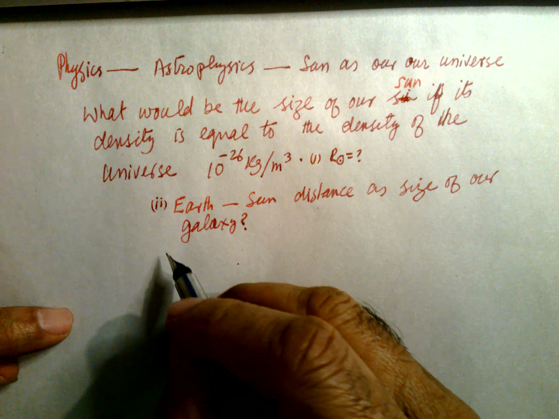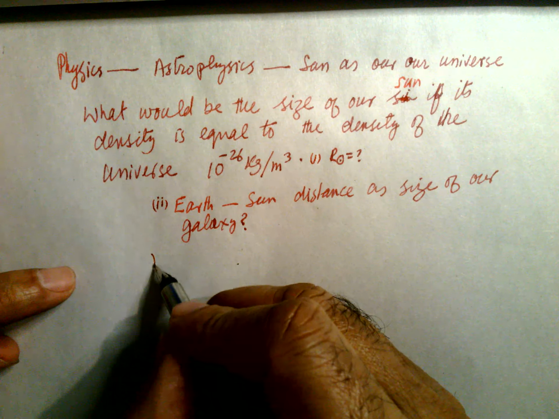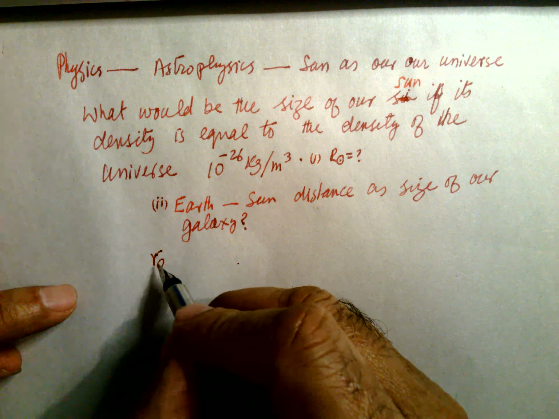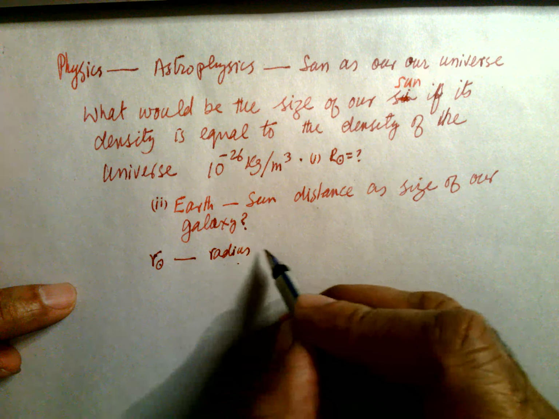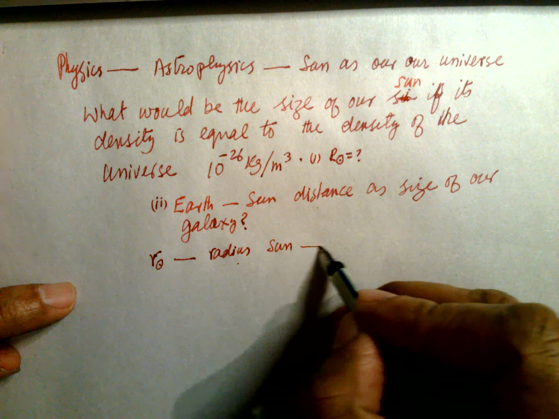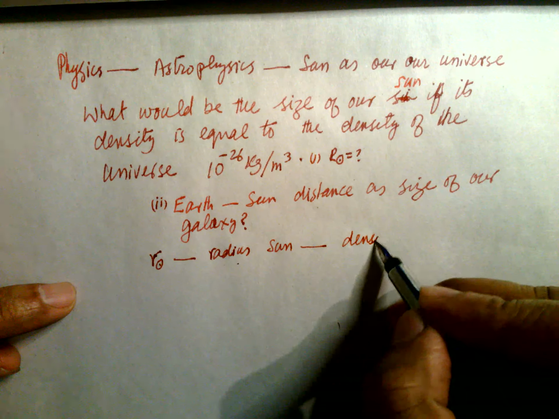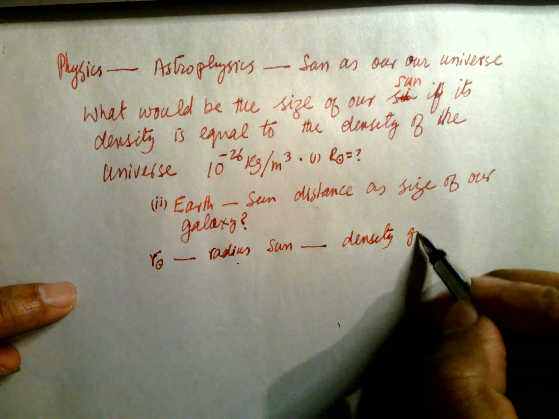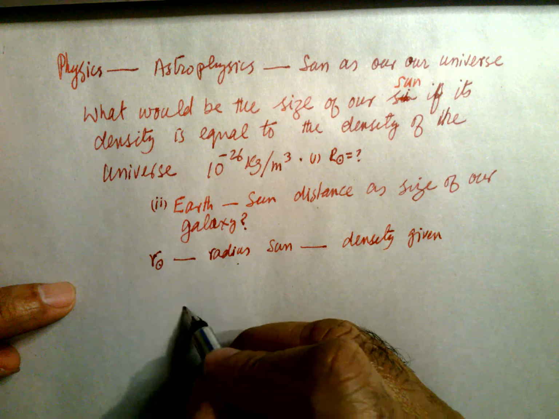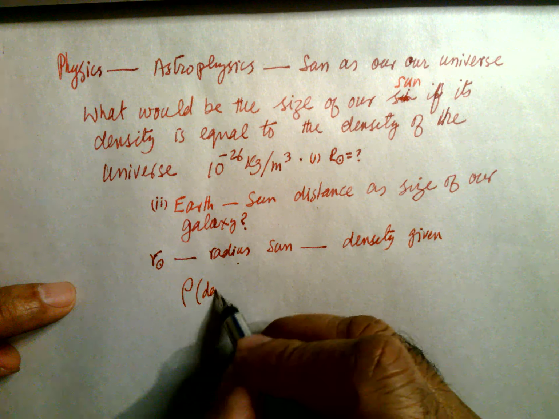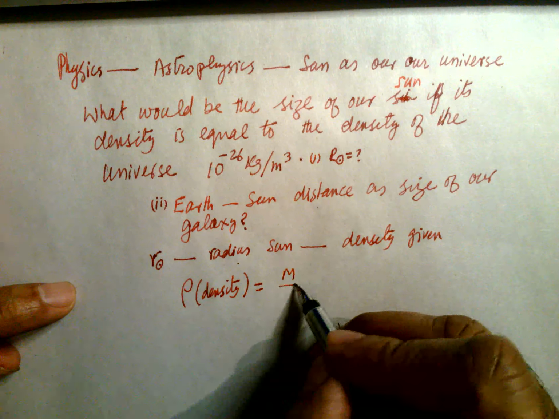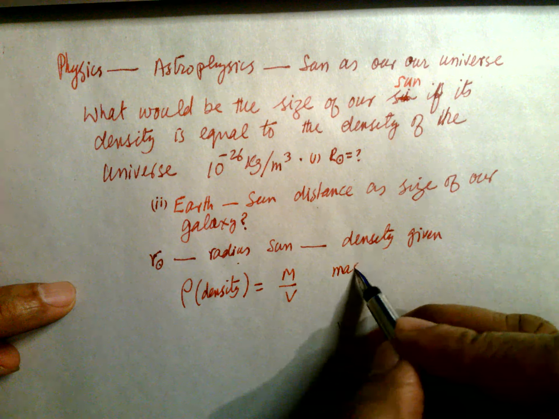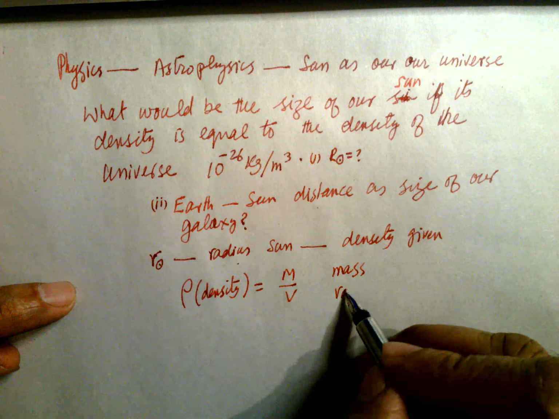So we have to find out the R sun, the radius of the sun, when the density of the universe is given. So the density is equal to mass per unit volume. Mass and volume.